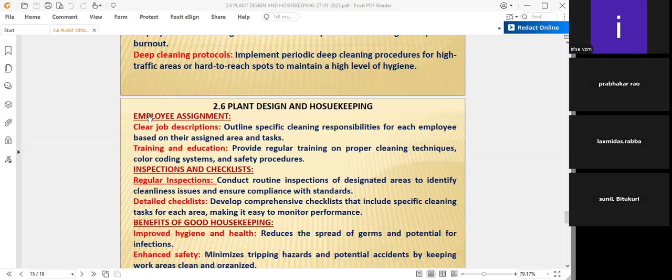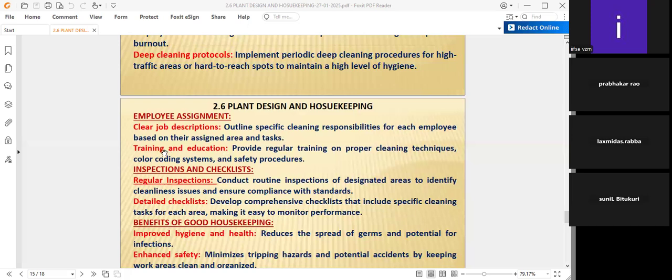Clear job and employee assignment is also very important. Clear job description, training and education. Here, for the clear job description, the welfare department will definitely take care, and the planning and administration or HR department will give employees the job description, job evaluation, job specifications and all. Apart from this, the SOP will also be taken care of so that employees adhere to it to complete the assigned areas and tasks.